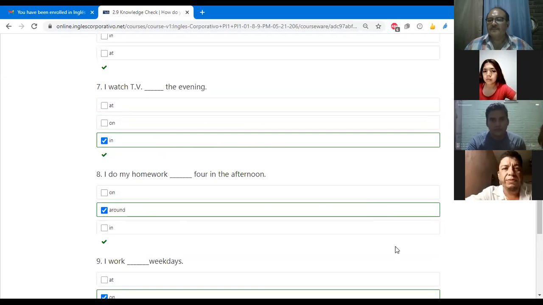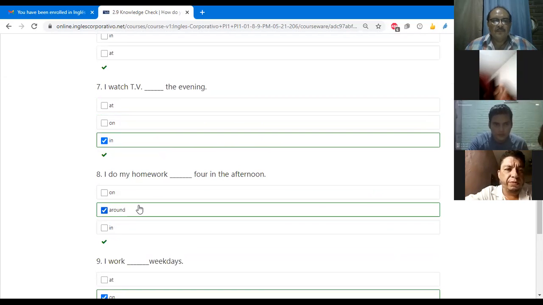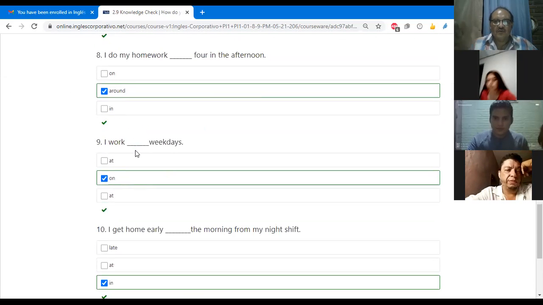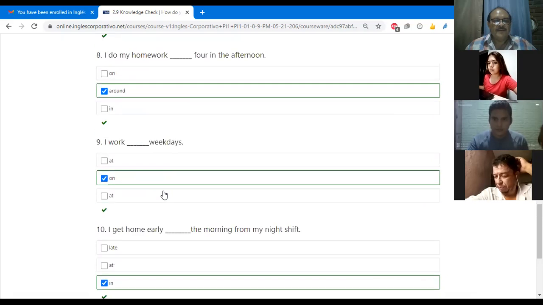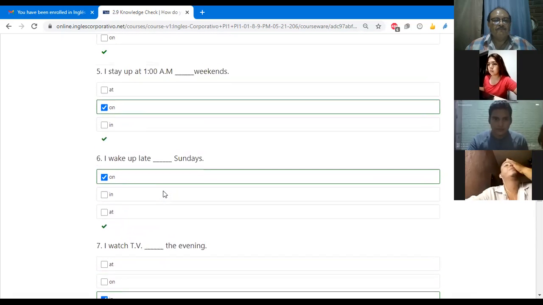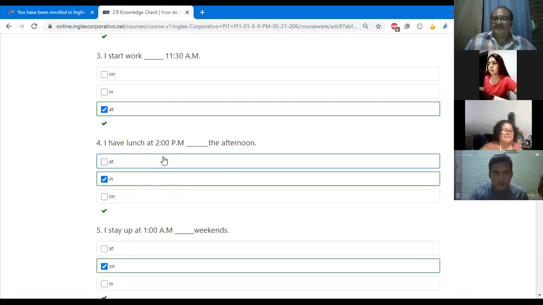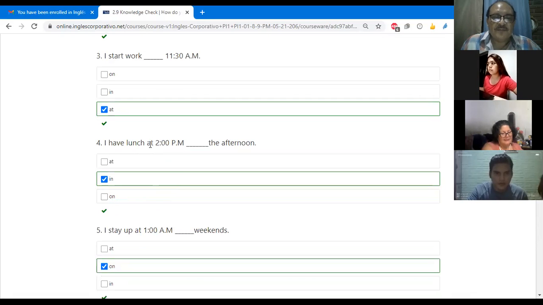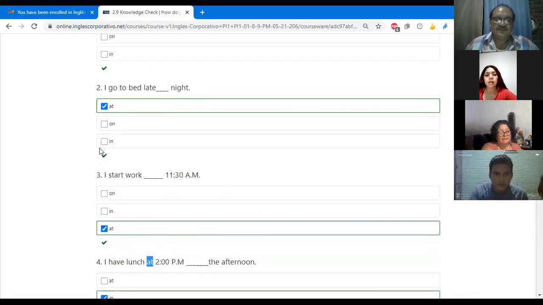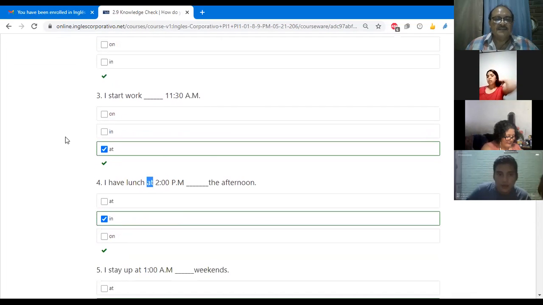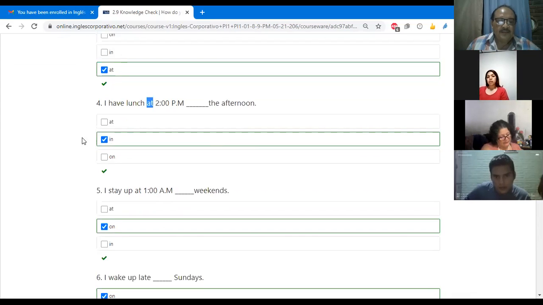Teacher, no le escuché qué dijo, qué significa around. Around is approximately, more or less, at that time, around that time. Okay, when it says around the corner, no, that's different. This is time, that is place. Okay, remember that these are prepositions of time. Okay, pero también pueden ser prepositions of place. Ahorita las estamos viendo como time expression. Porque in puede ser in the park.